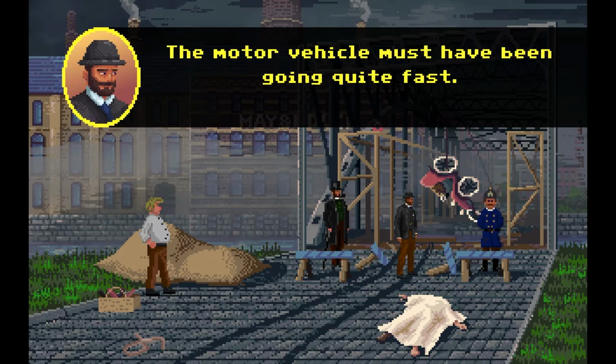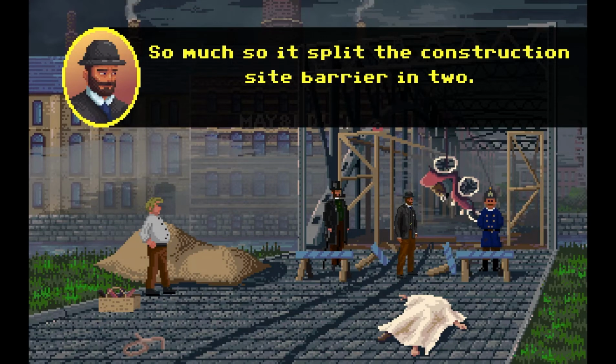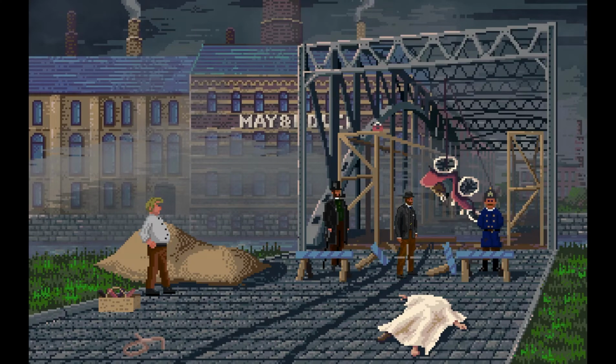Oh, a broken bench? The motor vehicle must have been going quite fast. So much so, it split the construction site barrier in two! Yeah, these are the barriers they were talking about. These aren't benches.